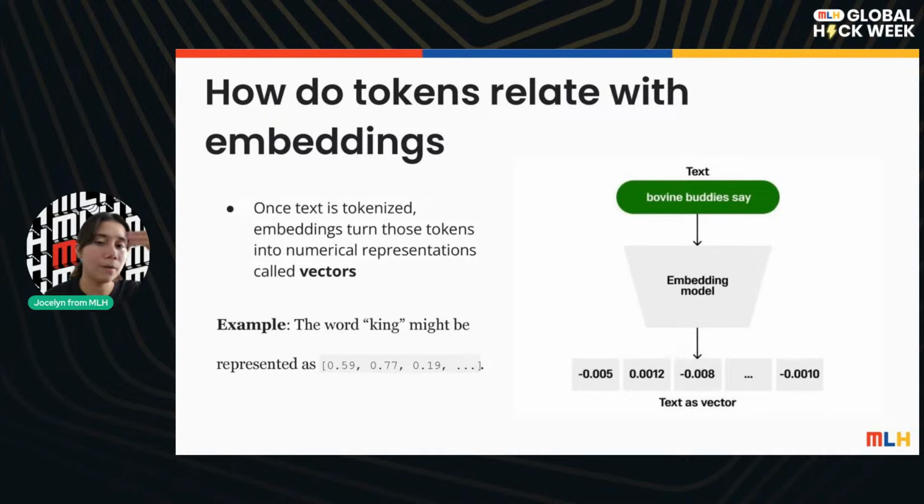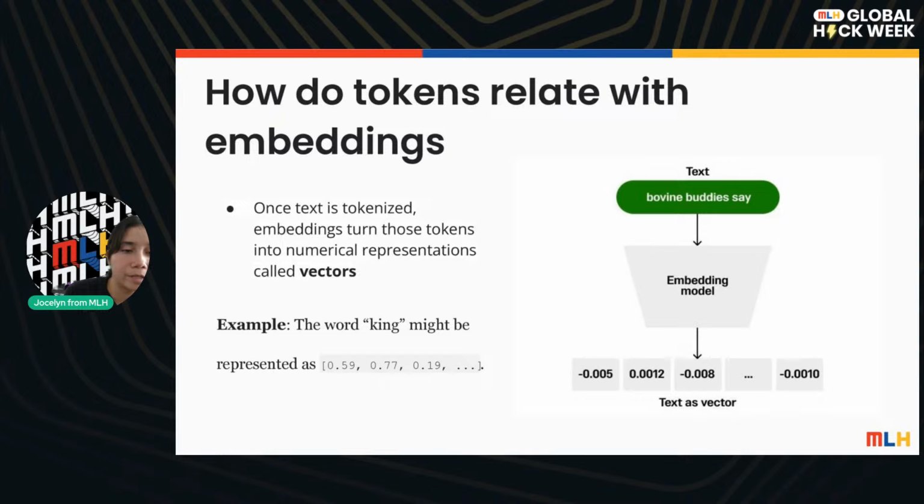Okay, so now the question is, we already learned about tokens and about what embeddings are. So now, how are they actually related? Once a text is tokenized, once we chunk it and have our tokens, embeddings turn the tokens into numerical representations called vectors. We can see this nice diagram here: we have the text, then our embedding model, and then the text that has been converted into a vector.